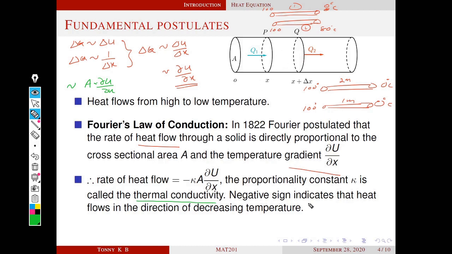Okay, and this negative sign indicates that heat flows in the direction of decreasing temperature. That's why we put a minus sign. So the rate of heat flow is equal to minus kappa times A times partial du by dx. This kappa depends on the material.